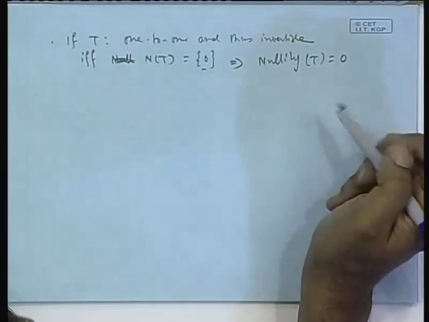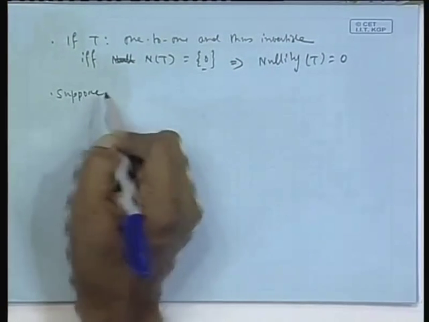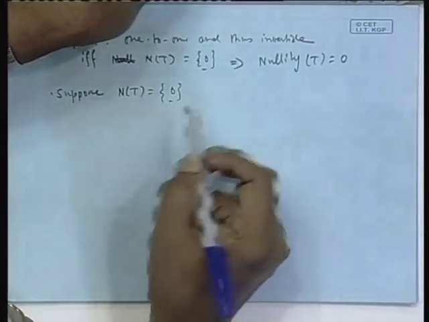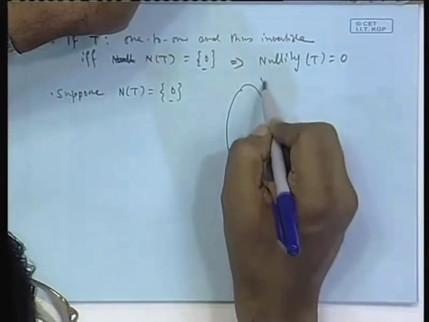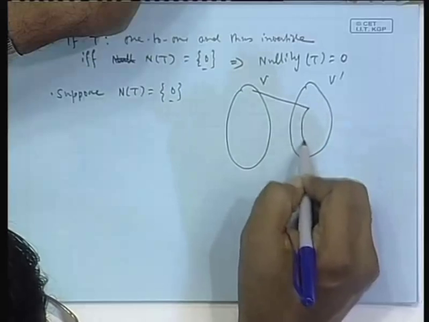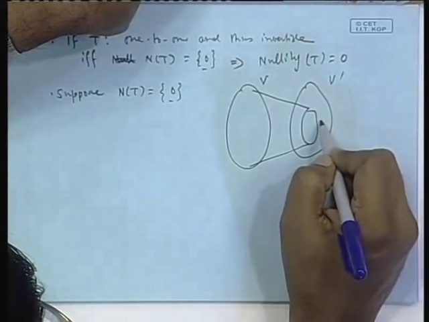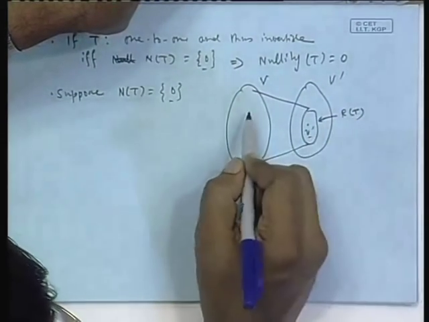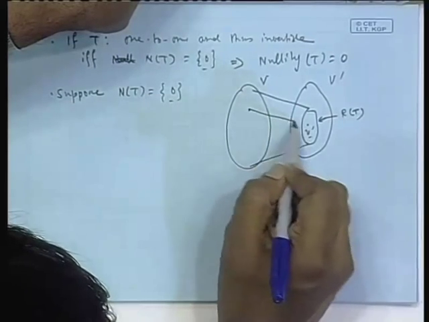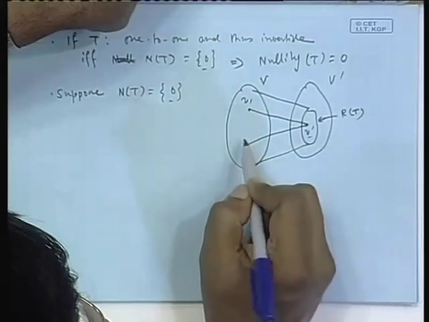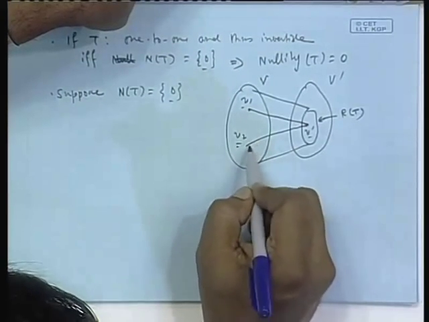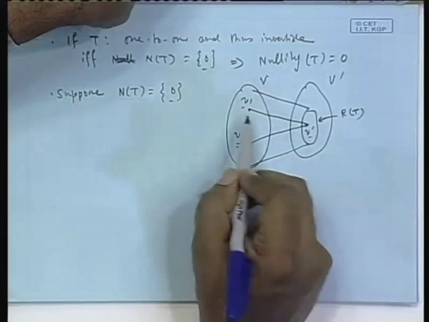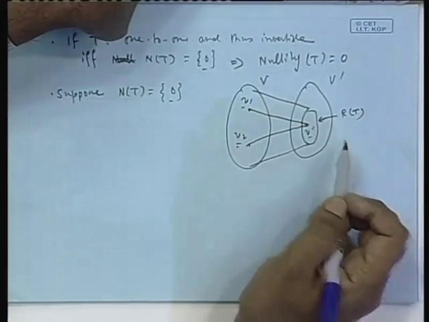This is very easy to show. Suppose it is given that N(T) consists of the 0 vector. This is v, this is v prime, say R(T). You take a vector v prime here. Suppose it is not 1 to 1, and there is at least a case where there are two vectors v1, v2, which under T map to the same vector. In that case, T is not invertible, because given v prime, I do not know whether its inverse is v1 or v2, because more than one possibility exists. So, it is not invertible there.